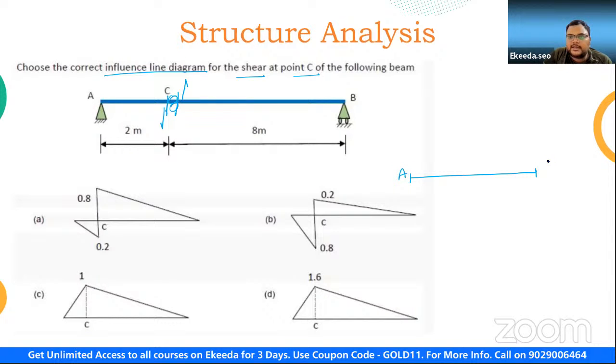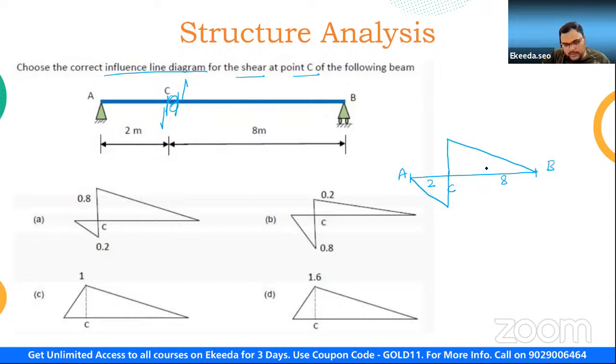To find the ILD, this is point A, this is point B, and this is point C. This distance is 2 and this distance is 8. I told you already, guys, that to find the ILD, it is going to remain like this, and here it is going to go up and here it is going to be 0. So the diagram is going to be like this.